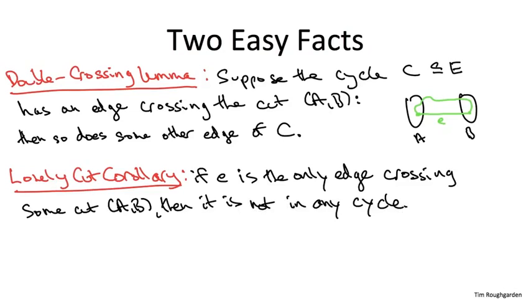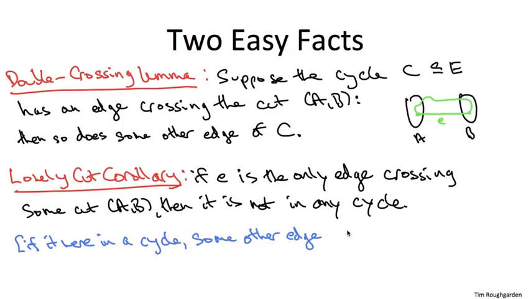So how can we be sure that an edge doesn't create cycles? Well, here's a way. Suppose we're looking at an edge E, and suppose we can identify a cut A, B so that edge E is the only edge crossing it. It's the lonely edge crossing this cut. Well, then by the double crossing lemma, there's no way this edge is in any cycle. If it were in a cycle and it crossed a cut, that cycle would have to cross it again, and this edge wouldn't be lonely. It would have company. So if you're lonely on a cut, it means you cannot be in a cycle.